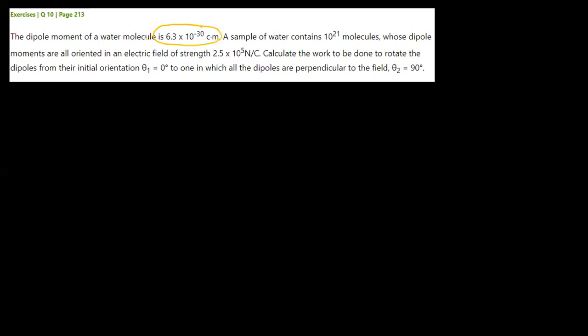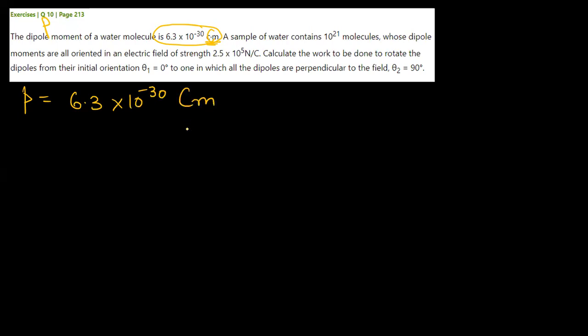Now, please remember dipole moment is denoted by small p. This is coulomb meter and not centimeter. So it should be capital C here. Capital C and small m is coulomb meter. So, dipole moment is given. So, I can say that p is 6.3 into 10 raised to minus 30 coulomb meter.